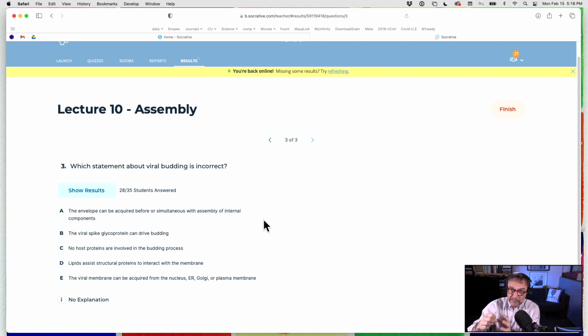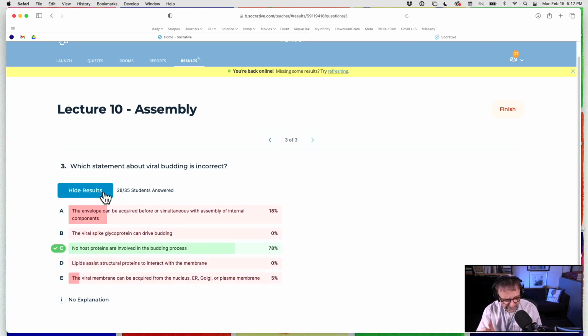So that last step, the formation of the particle, is concerted because at the same time you're putting the RNA into the particle. That's the difference. What do we have here? Most of you got no host proteins are involved. That's right. Always are host proteins involved in every aspect of virus reproduction.